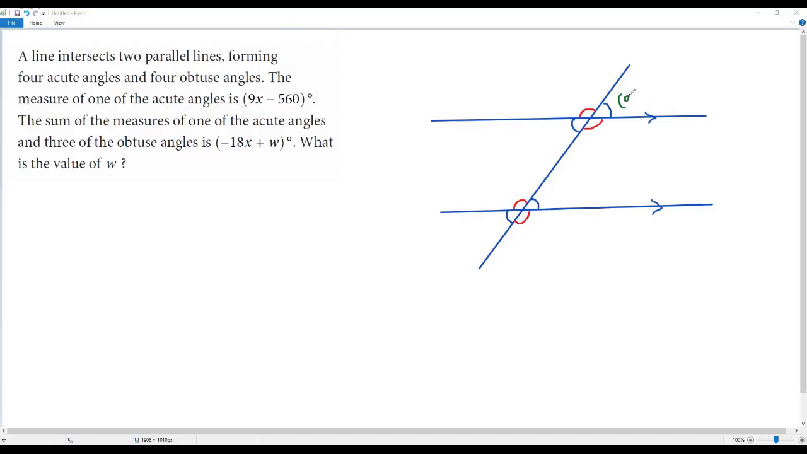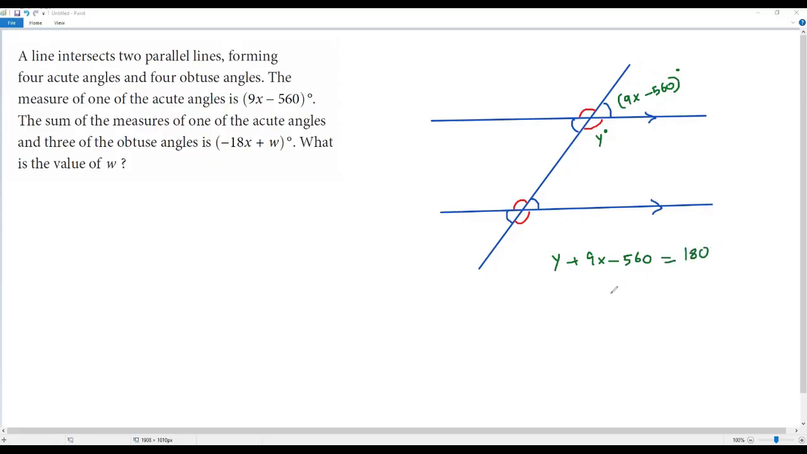Let me mark it over here: 9x − 560 degrees. And we can assume one of the obtuse angles has y degrees. Now let's consider the angle over here. This is the angle on the straight line, then it measures 180 degrees. Then this one and this one will add up to 180 degrees because these two are a linear pair. We have y + 9x − 560 = 180.